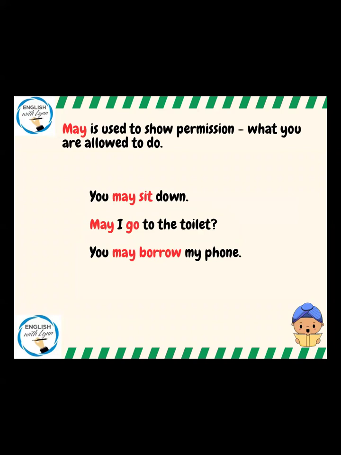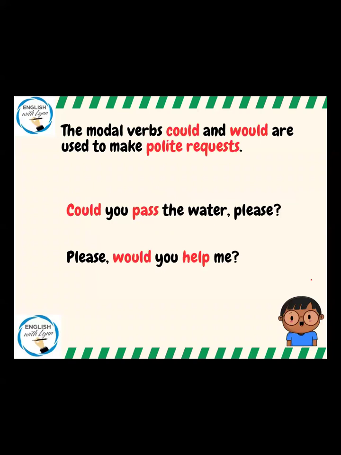so this may is for permission, but if you are requesting something, we have a different modal verb. So for polite requests, you are using could and would. And notice again that verb chain is split around the subject. So could you pass the water, please? So you're asking someone to do something for you. It's a polite request. And would you help me? The subject is in the middle of that verb chain there.